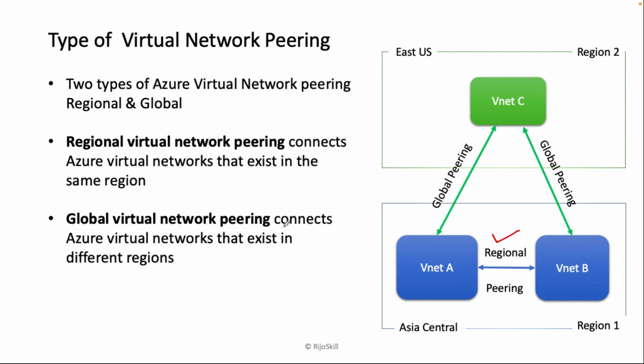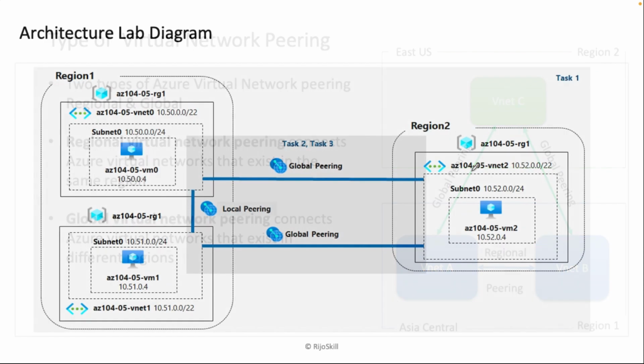Global virtual network peering means connecting virtual networks that exist in different regions. Here you can see region 2 and here region 1. This connectivity is called global peering, because you are connected across different regions. Regional means peering within the same region, which is called regional peering. And if you peer with a different region, it is called global peering. So now you understand regional virtual network peering and global virtual network peering.